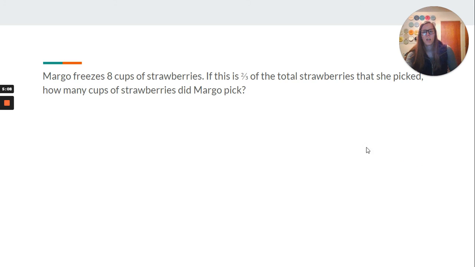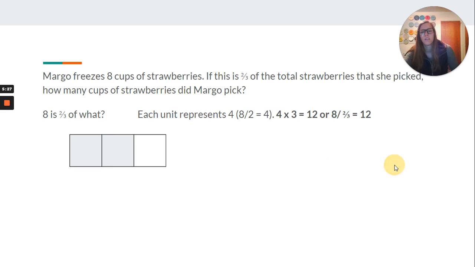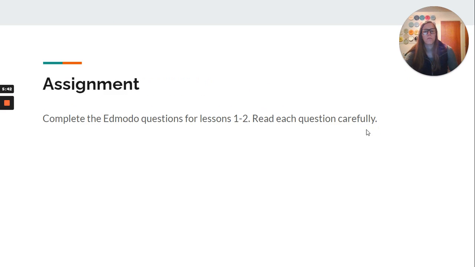Okay? Look at another one. Again, feel free to work on this on your own, and then hit play when you're ready to see the answer. So we have Margot, she freezes 8 cups of strawberries. This is 2/3 of the total strawberries she picked. How many cups did she pick? So we take 8 divided by 2/3, or 8 is 2/3 of what? So each unit or block in the tape diagram is represented by 4, because 8 divided by 2 is 4. So 4, 8, 12. So 4 times 3 is 12, or 8 divided by 2/3 is 12.